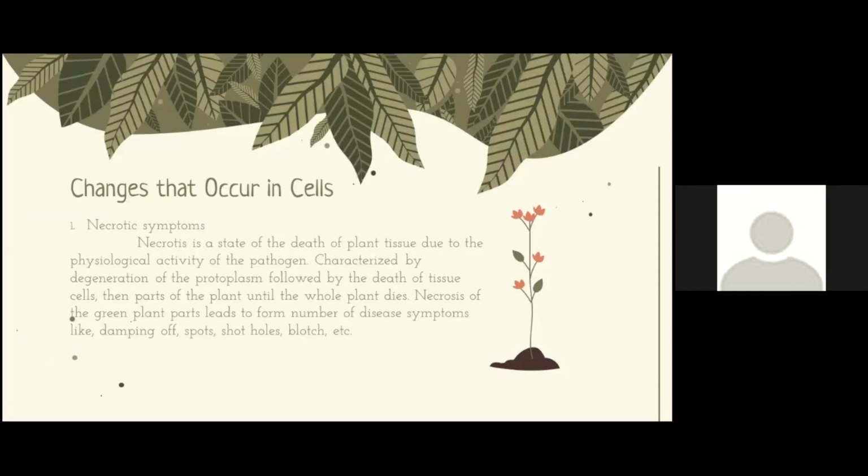Changes that occur in cells. Number 1. Necrotic symptoms. Necrotic is a state of the death of plant tissue due to the physiological activity of the pathogen, characterized by degeneration of the protoplasm followed by the death of tissue cells, then parts of the plant until the whole plant dies. Necrosis of the green plant parts leads to a number of disease symptoms like damping off, spots, shot holes, blight, and others.